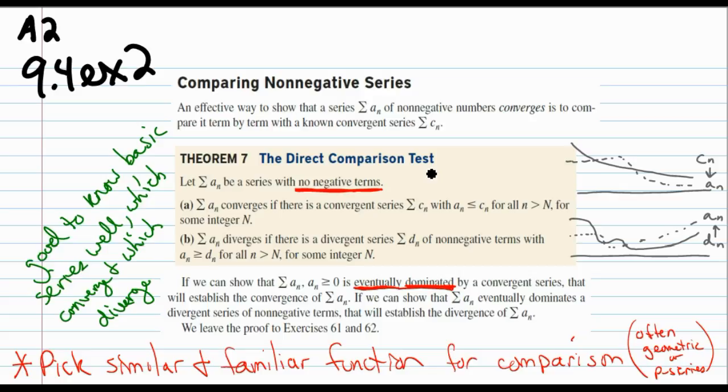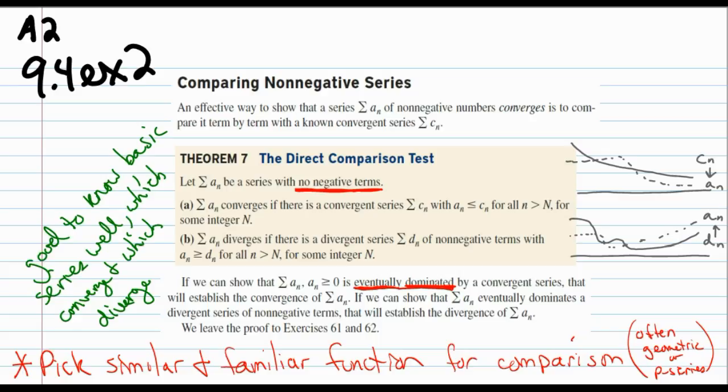What the direct comparison test says is that if you know of a series, let's call it C sub n, that converges, that gets small enough, fast enough, so that the sum is equal to a number instead of infinity, and the one we're testing has values even smaller than that, it will also converge. Now the reverse is true for divergent series. If we know a divergent series and the one we're testing has even bigger terms than that, then we know that the one we're testing is divergent.